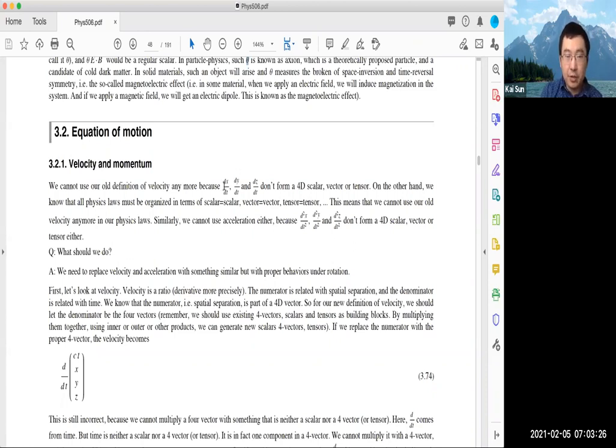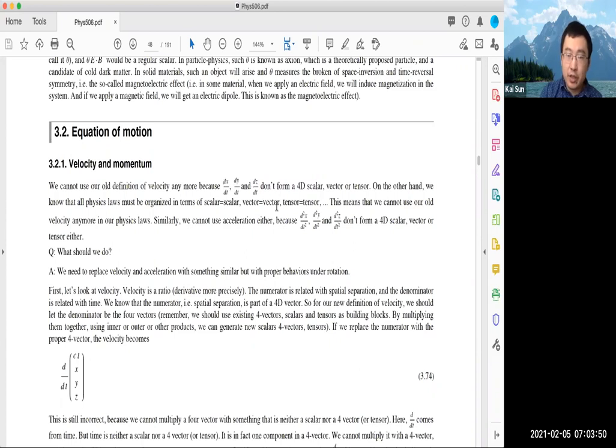And the velocity, we all know how to define that. In 3D space, the velocity is dx/dt, dy/dt, dz/dt. This is the velocity along x, along y, and along the z axis. And of course, we can take another derivative and define accelerations, which is also a 3D vector. But here we can't do that.